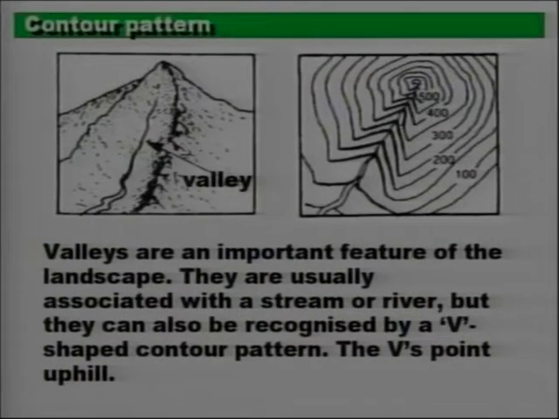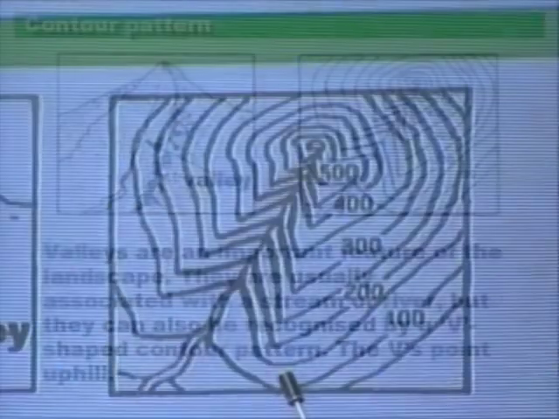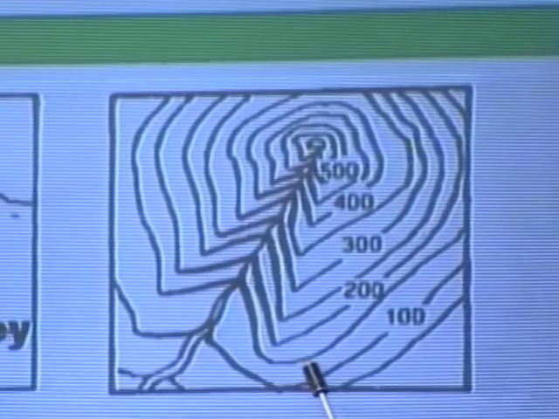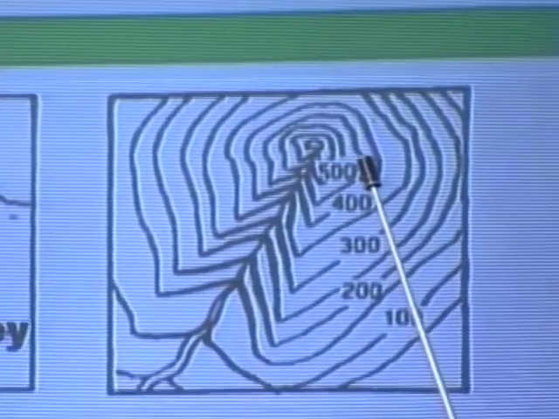Let's look at the next one. This time, the landform of a valley. Valleys are an important feature of the landscape. They are usually associated with a stream or river, but they can also be recognized by their contour patterns, by a V-shaped pattern. The difference between a ridge and a valley is that the V shape for a valley will always point uphill.